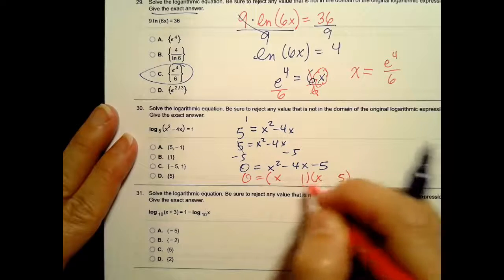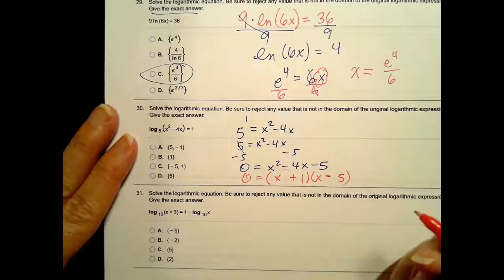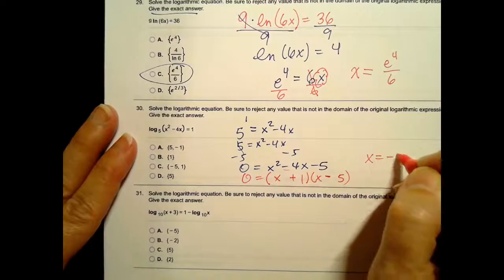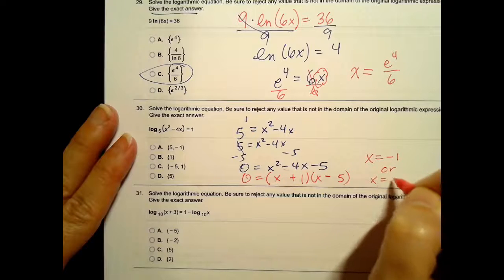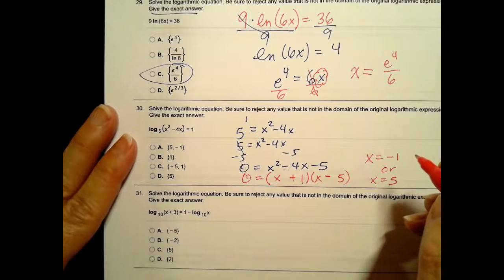Don't work too hard on this one. We need a negative 4 in the middle, so the 5 has to be negative. So that tells me x is equal to negative 1 or x is equal to 5.